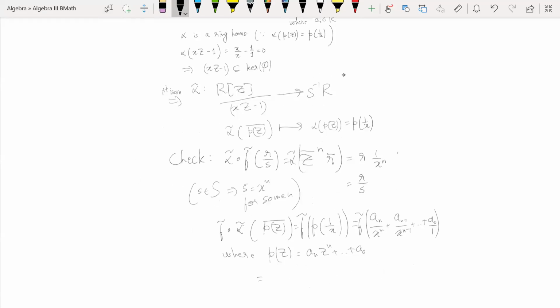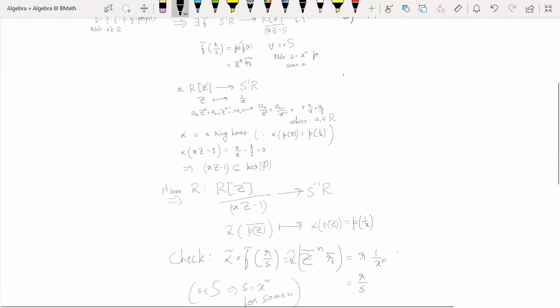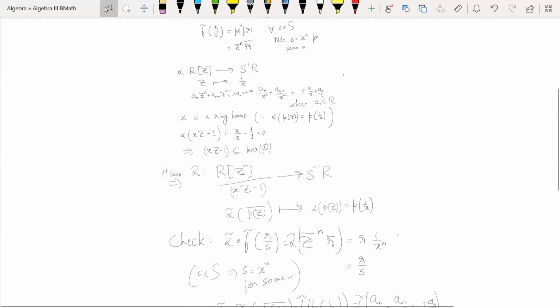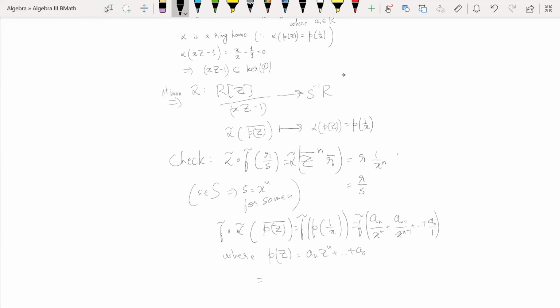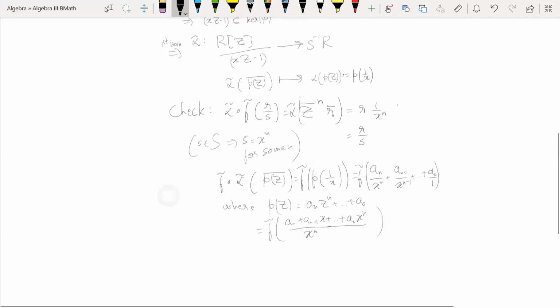So what is this f tilde map? F tilde maps r over s to z bar power n times r bar. So I have to write it as r over s. The way to write r over s is we take x power n common. We know how the addition works here. So this is going to be x power n, and you just check that the one in the bracket is a n plus a n minus 1 x plus and so on up to a0 x power n. So this is the same as this in S inverse R.